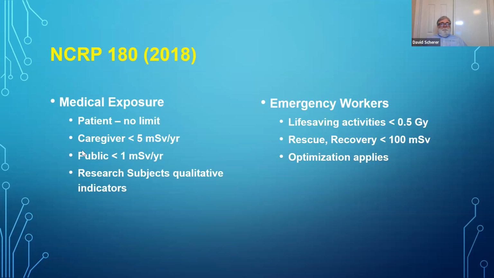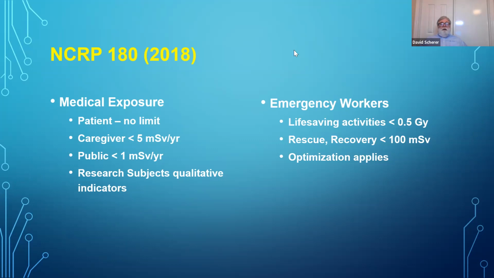Members of the public who are not caregivers, such as employees at hospitals who are not classified as caregivers but are rather more members of the public, should be limited to 1 millisievert per year. And there are no numerical standards that apply to research subjects, but they give qualitative indicators of what kinds of research are warranted for different levels of exposure. So look into NCRP 180 if that is useful for you.